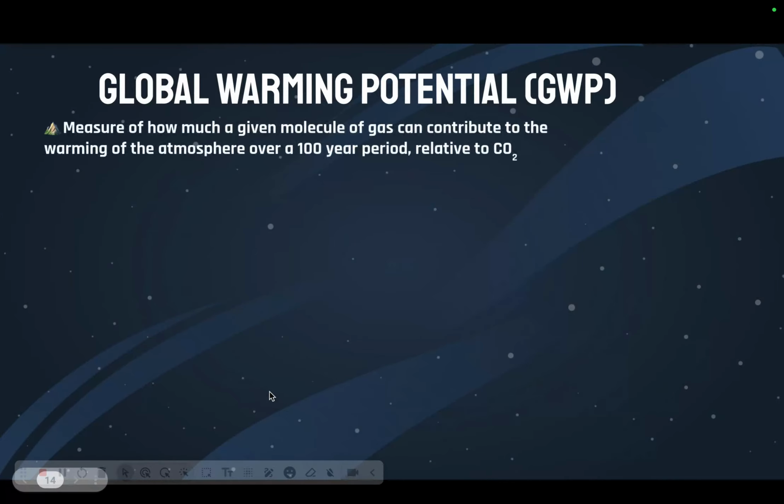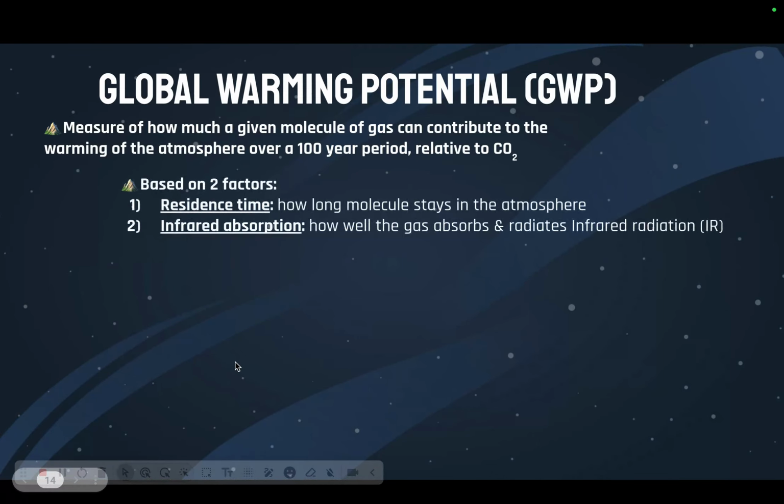All right, so global warming potential. This is something that you should be familiar with. It's called a GWP. It's a measure of how much a given molecule of gas can contribute to the warming of the atmosphere over a 100-year period. And the molecule that they measure this by, or compare it to, is carbon dioxide. It's all relative to carbon dioxide.